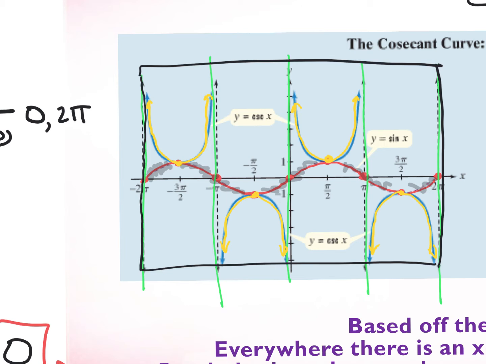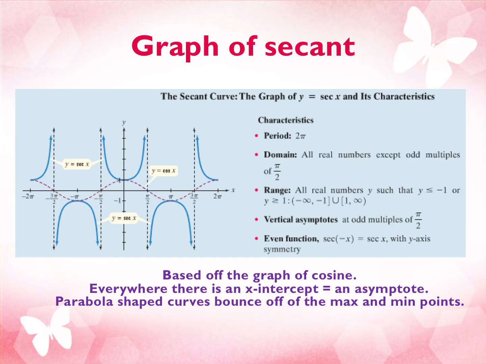Let's go ahead and take a look at the secant graph. So my secant graph is going to be based off of the cosine graph. Again, we're used to seeing the abbreviation, which is SEC, and for cosine, COS. Here again, every place that there's an x-intercept, after we graph our cosine graph, we're going to draw asymptotes. And then, same thing as with the cosecant graph, we're going to have parabola-shaped curves that are going to bounce off those maximum and minimum points.